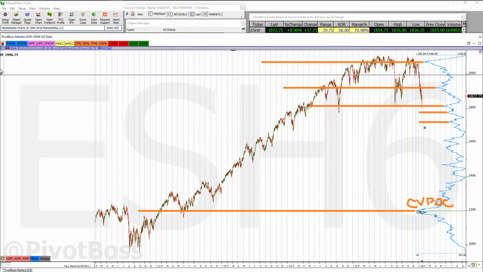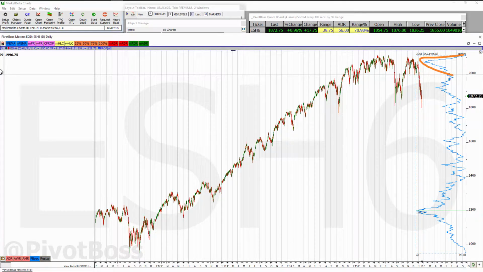All these little major points here, those are high volume nodes. Those are areas of acceptance. So while this might be the biggest area of acceptance in value, all of these are other areas of acceptance as well. Look at how big this one got and how much trading we did in that zone here and then again here. So these are all areas of acceptance.